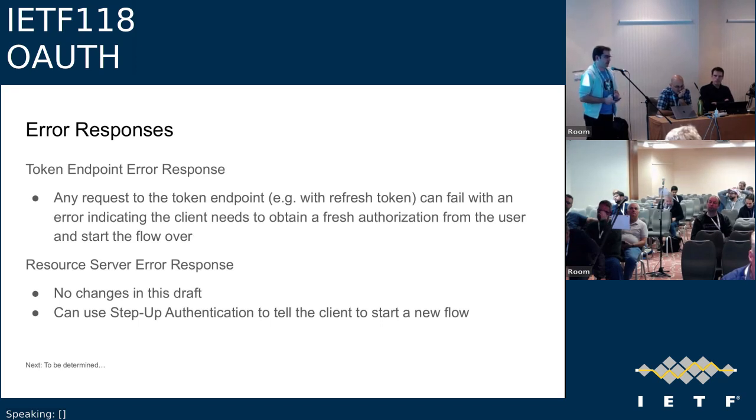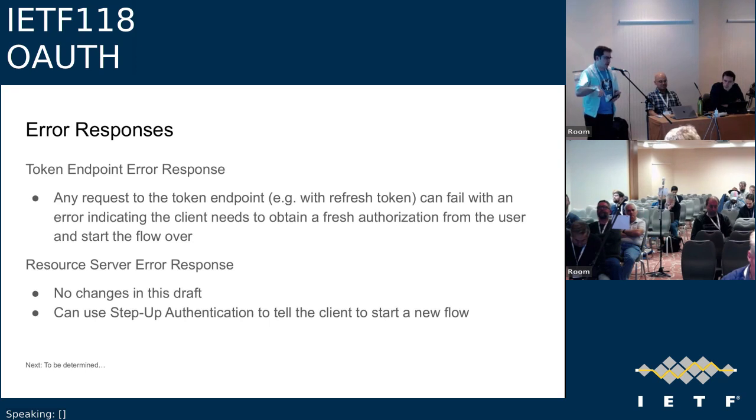The other thing this draft does is define a couple of error responses. We're not changing the token endpoint, but at any point the token endpoint could return an error code like it can today. There is no new error code defined. The error code can already say that the user needs to go log in again, which means we already have the path to just have the app start over from scratch and do the flow again.